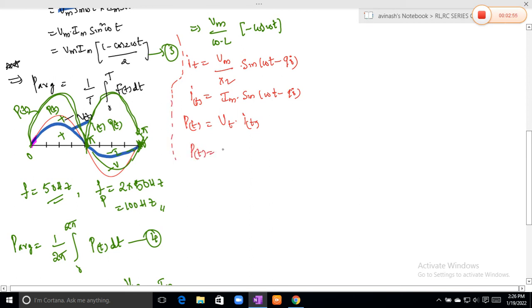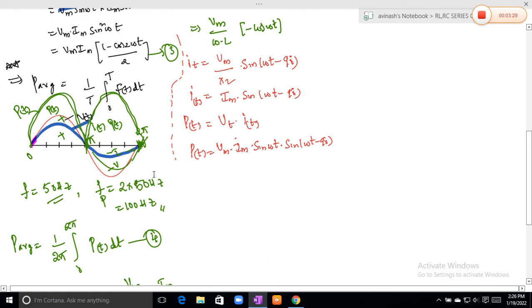If we simplify that, what is the power we get here? Just multiply both these values, V of t into I of t. Then we get Vm into Im into sin omega t into sin of omega t minus 90. Clear?